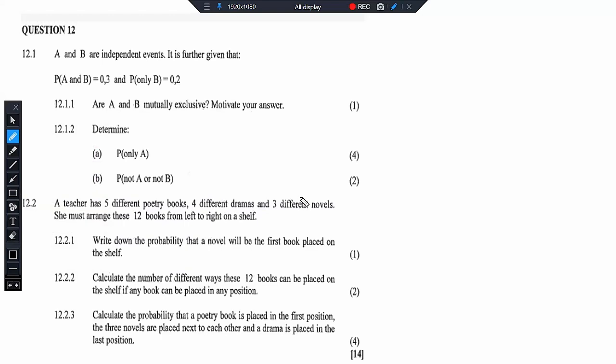So how many novels do we have? 3 different novels. And then how many books do we have in total? It's 12. So we know that the probability of having a novel is 3 out of 12, which can be simplified further to 1 over 4. So that's all we needed to do there. As simple as that. So 1 mark.